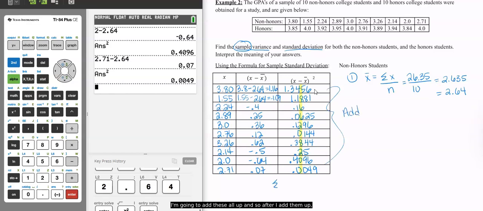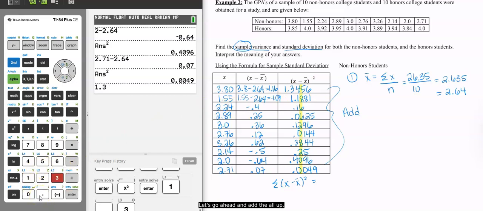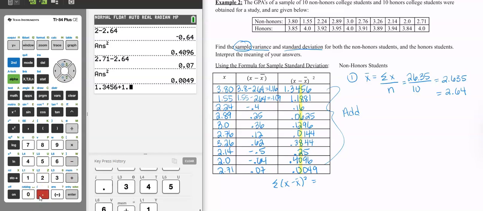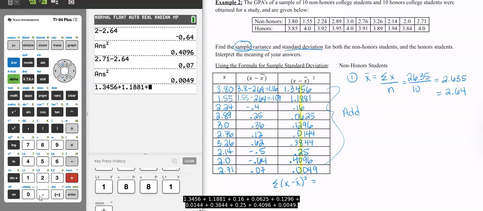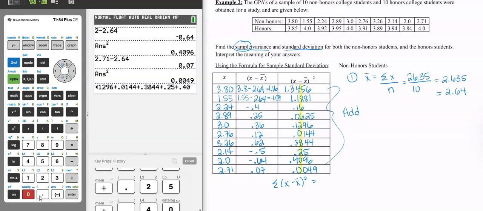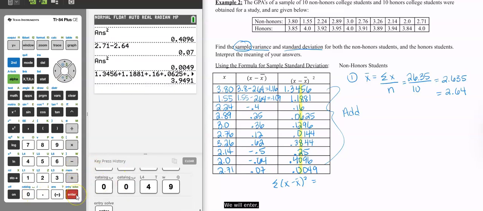And so after I add them up, this is going to be my numerator for my variance and standard deviation. So let's go ahead and add these all up. 1.3456 plus 1.1881 plus 0.16 plus 0.0625 plus 0.1296 plus 0.0144 plus 0.3844 plus 0.25 plus 0.4096 plus 0.0049. All right. We will enter, see what we get.